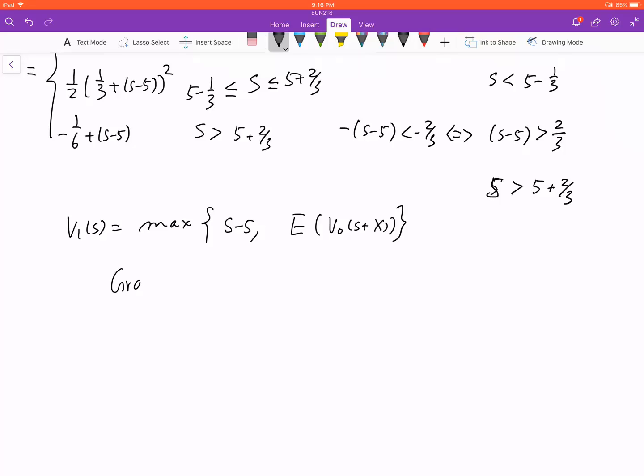So we're going to graph both functions, Y is equal to S minus 5, and Y is equal to E V naught S plus X. Okay, so we're going to graph these two functions. How do we do that? We do the piecewise one first.